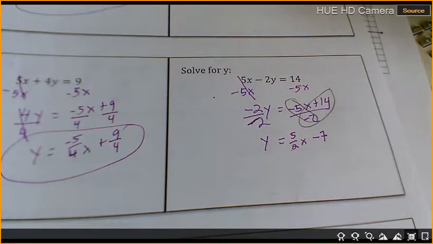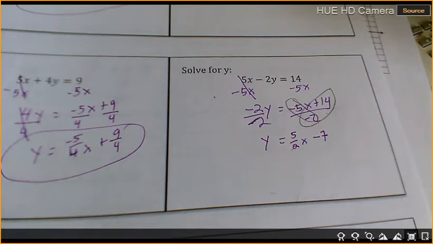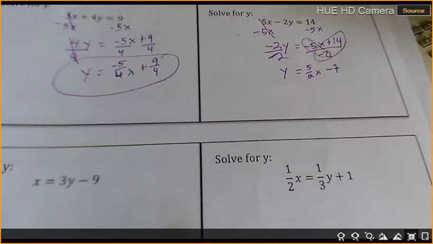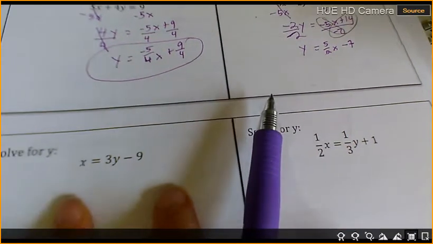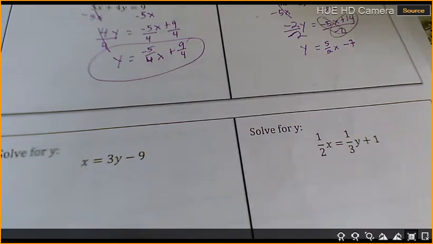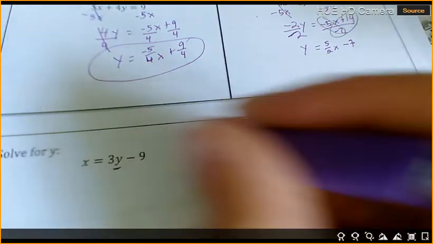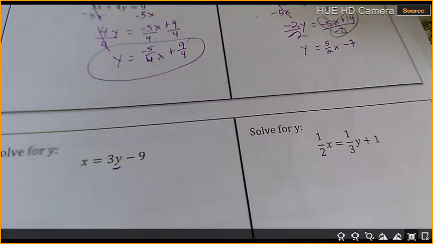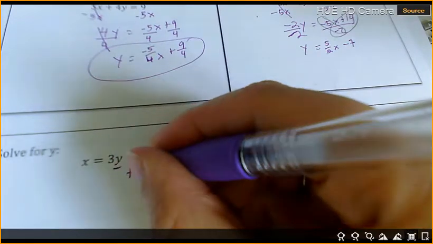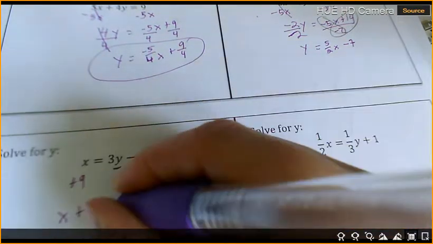All right. Ready for our next one? Okay. I want to do the last two, though, because we got some fractions in there, and I know that throws people off. Okay. Where is y? Okay, we can leave it there. That's okay. But let's move everything else then to the left. Good. We add 9, so we get x plus 9 equals 3y.